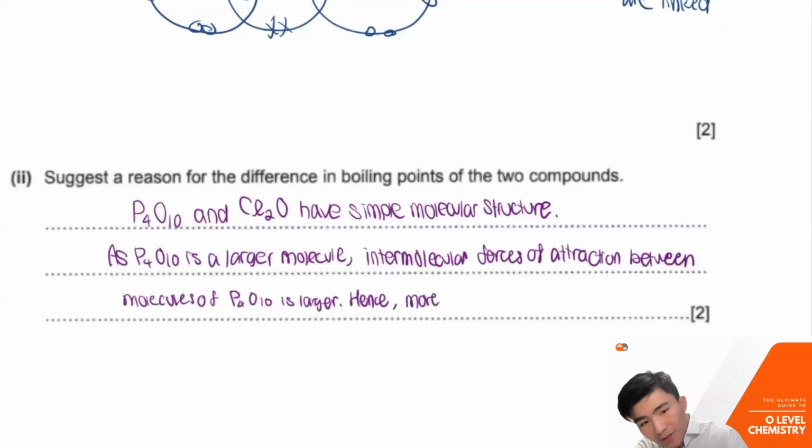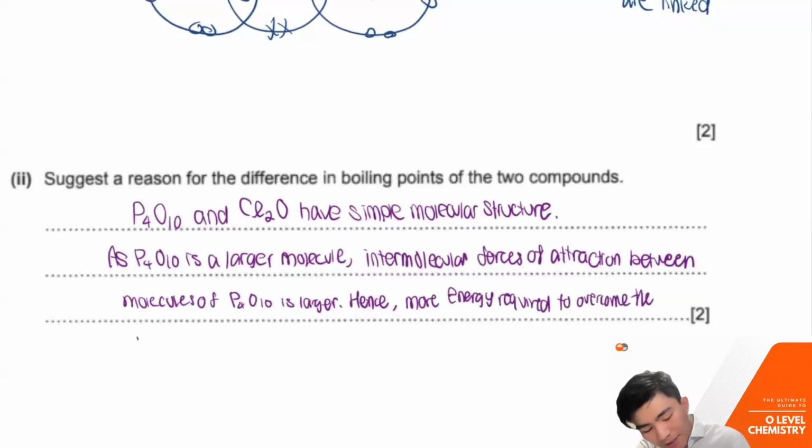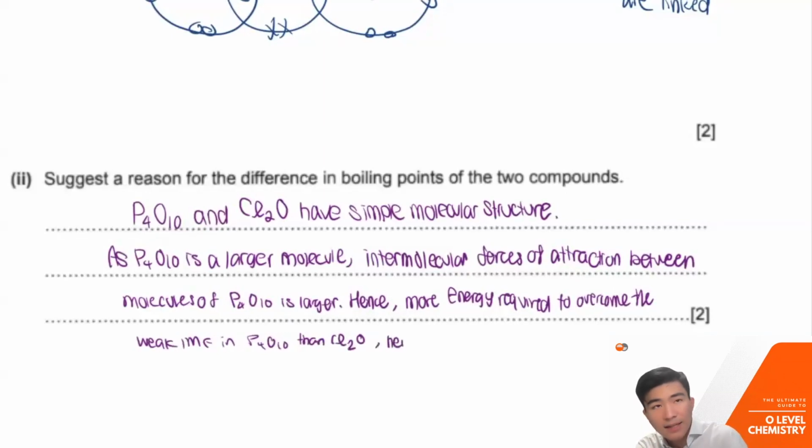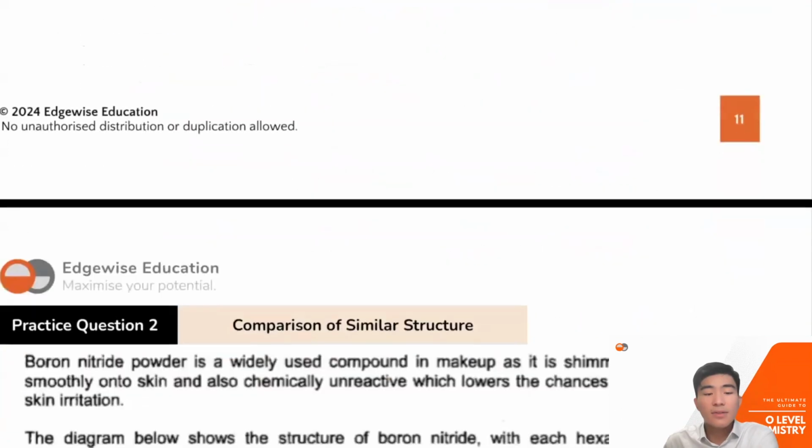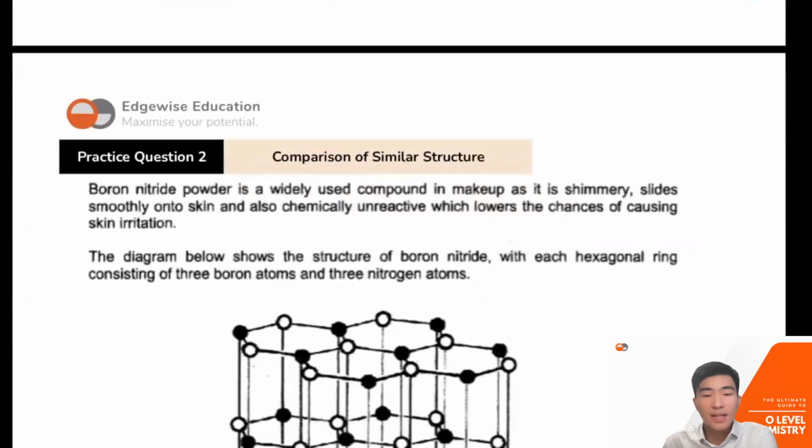Hence, more energy required to overcome the intermolecular force of attraction in P4O10 than Cl2O. And therefore P4O10 has a higher boiling point than dichlorine monoxide. Now let's go on to question number 2 for chemical bonding, the last question for today.